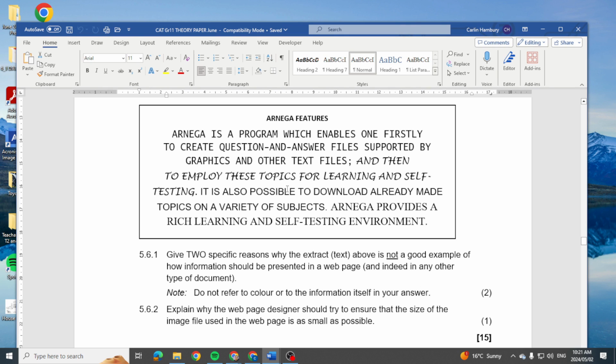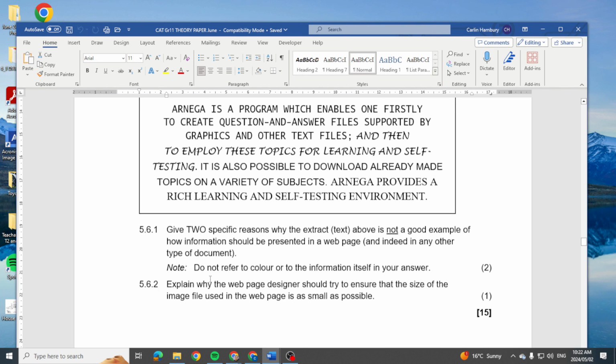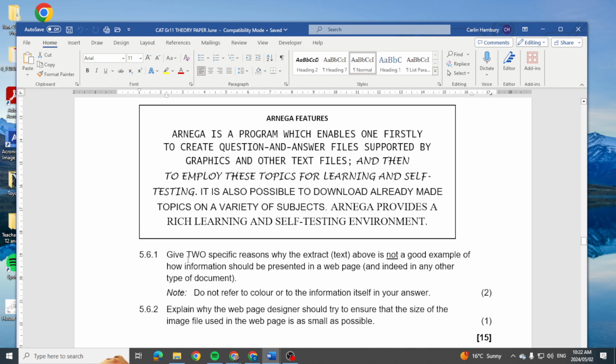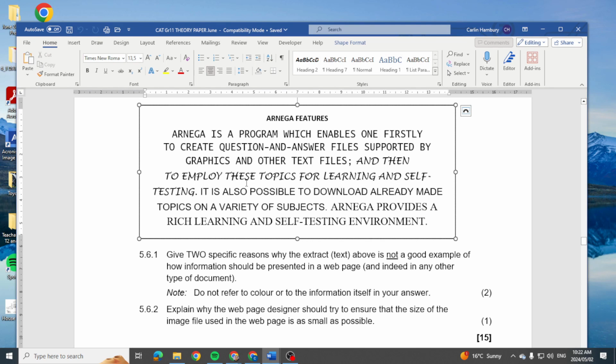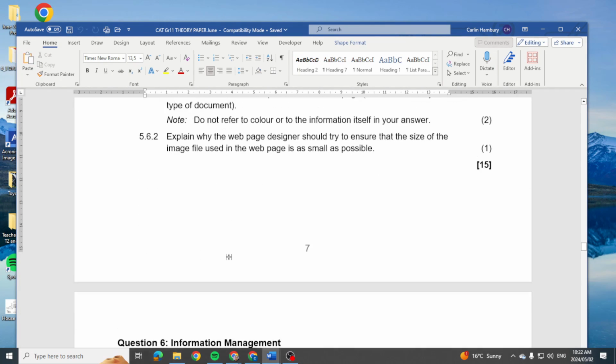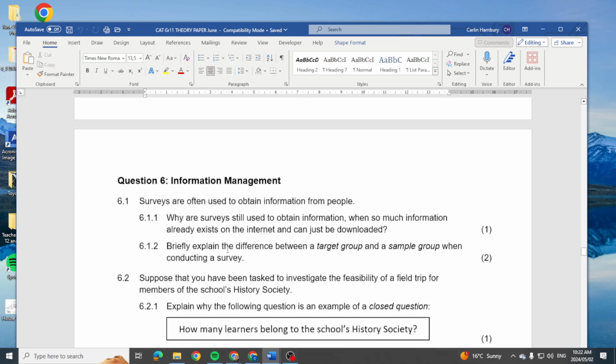Then this deals with the module that we did on, let me just think, it had to do with our websites, and making sure they are readable, they're usable, navigation works, all those type of things. And yeah, they say give 2 reasons why this is not a good example of how text should be presented in a web page. Well, the heading needs to be bigger. This needs to be smaller. We need one uniform font running through instead of a number of different fonts. There's a lot of reasons for that. Okay, so that's what you'll find there.